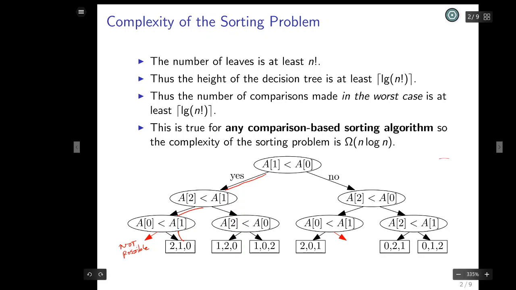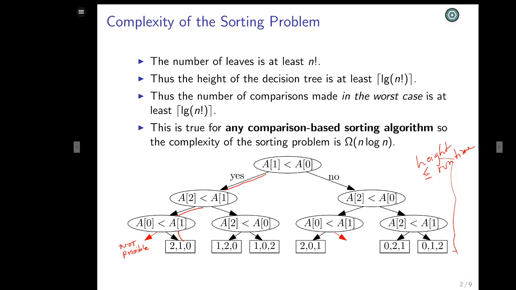This is the height. In this case, the height is 3. So the height is running time. It's actually a lower bound on the running time, so the height is less than or equal to the running time.